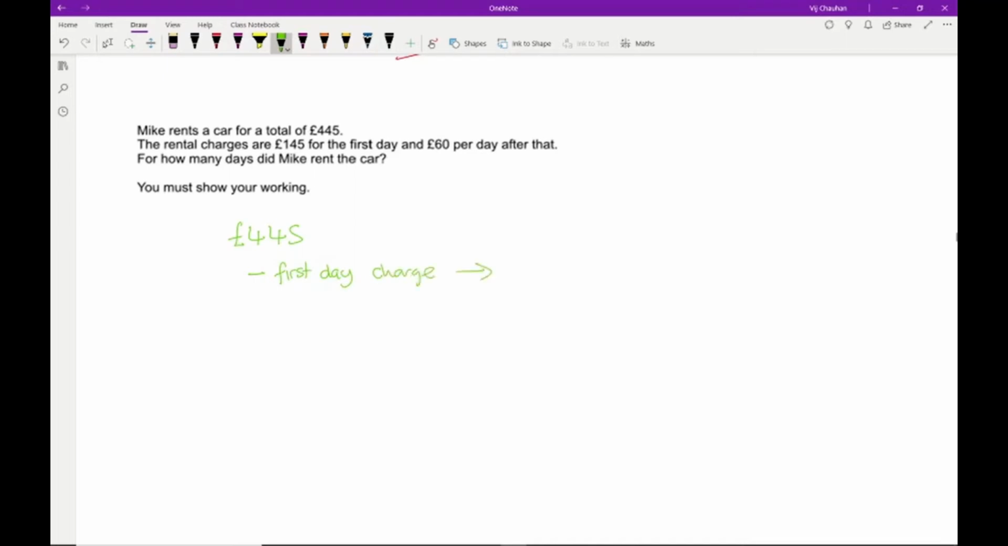So from that I need to do 445 minus 145, which gives me £300. So far that's for 1 day that he's taken the car out for. What I now need to do is work out how many £60 go into £300. So 300 divided by 60 equals 5 days.